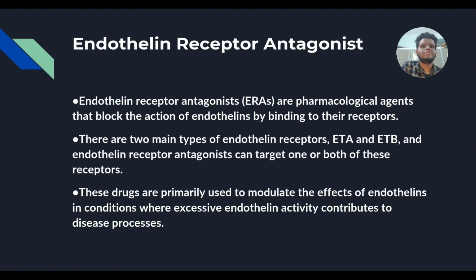Now the topic to be covered is endothelin receptor antagonists. These are the pharmacological agents which block the endothelin action by binding to the receptors. There are mainly two types of receptors present, endothelin A and endothelin B. Endothelin receptor antagonists can target one or both of these receptors. These drugs are primarily used to modulate the effect of endothelins in conditions where excessive endothelin activity contributes to diseases.